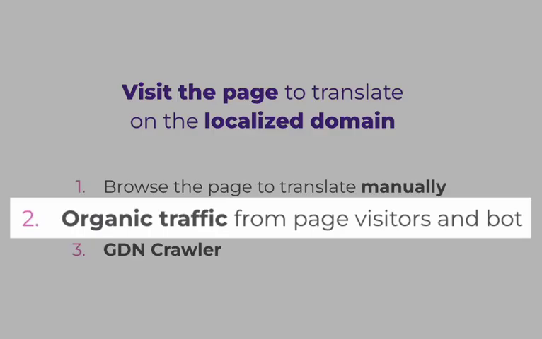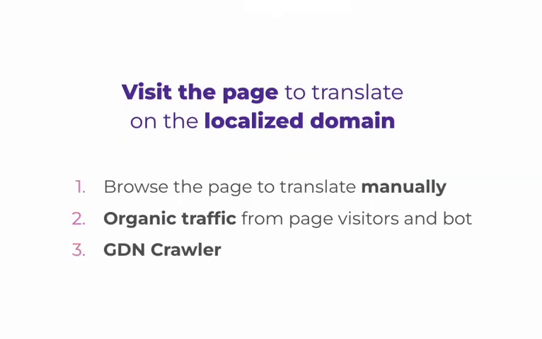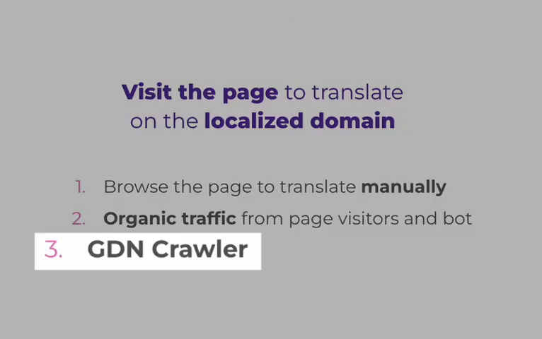In many cases, pages are also visited and browsed simply through the organic use of the localized website when your site visitors in various countries, or even bots, try to reach a certain page. If you would like to take a more automated and scheduled approach, you can make use of Smartling's GDN Crawler to browse specific pages or parts of your website without any human involvement. We will learn more about the GDN Crawler later on in this video, when we will discuss how to automate the creation of translation jobs in your GDN project.